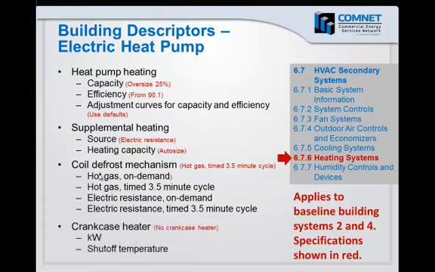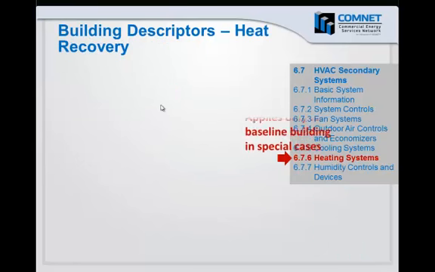There's also building descriptors dealing with the crankcase heater. Some systems have these, but the baseline system does not. This is a small, generally electric resistance heater that's in the crankcase to keep the refrigerants from migrating.